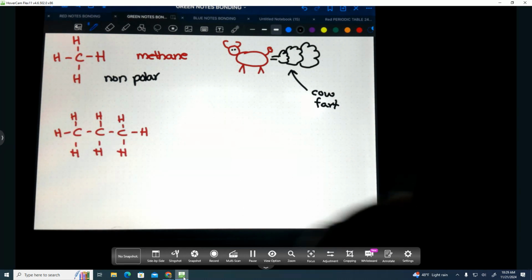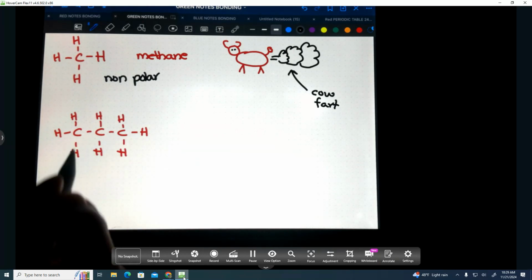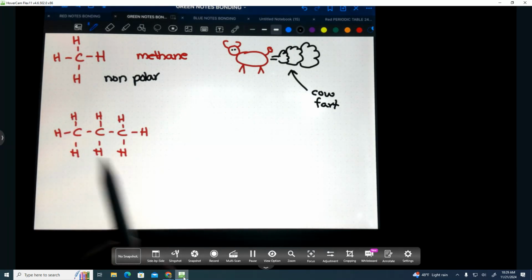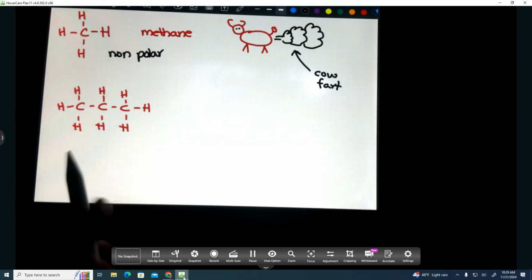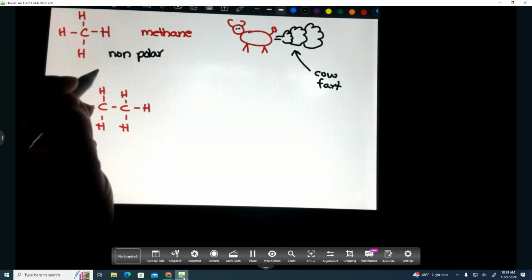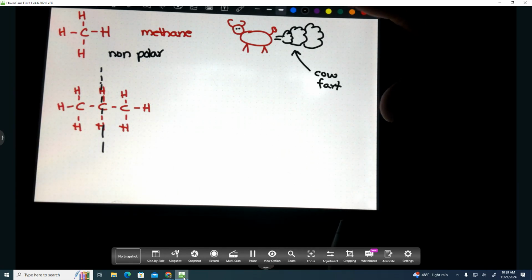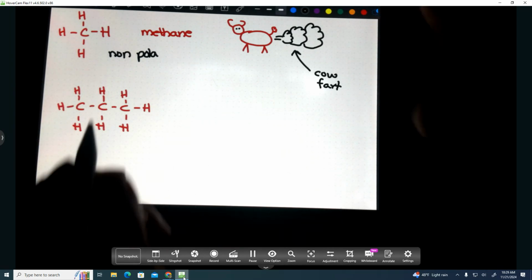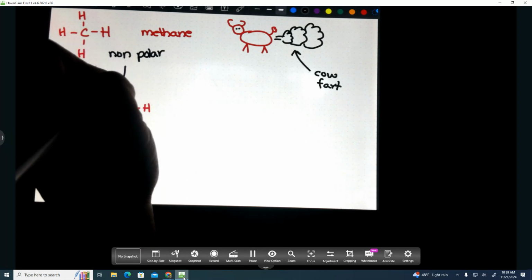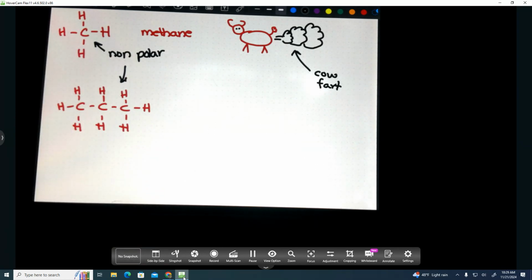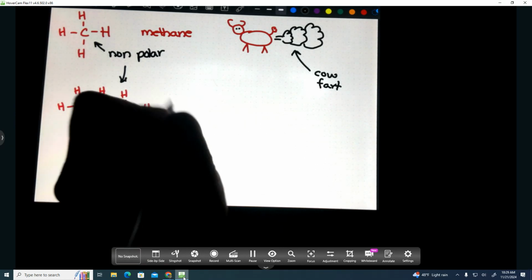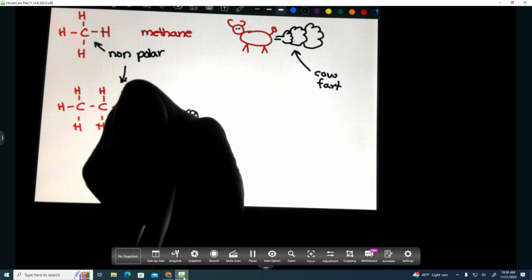All right, now let's do this one. Is this polar or nonpolar? This one right here. Nonpolar. It's still symmetric, right? Symmetric. We check it for symmetry. Okay, so it's also nonpolar. So these are both nonpolar. I'm not going to write it twice. Okay. This is propane.